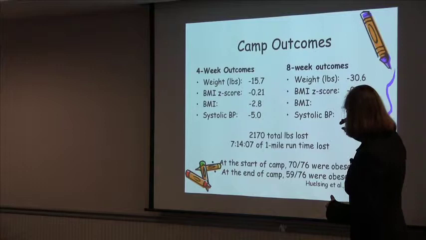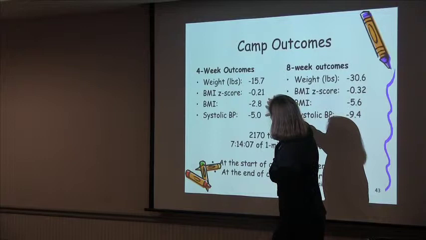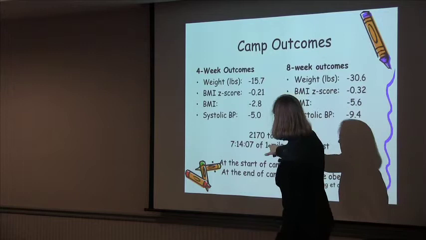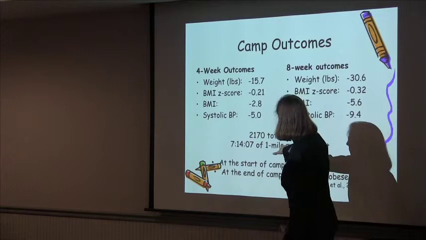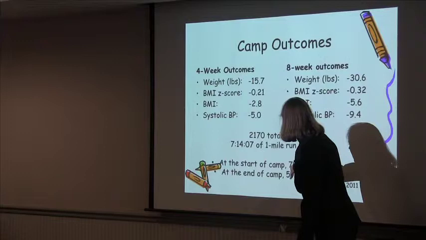This was one of the studies I did with them a few years back when we were looking at the 80-36 virus. The 4-week outcomes at that time: 15.7 pounds weight lost, change in BMI, Z-square BMI, systolic blood pressure. Our 8-week outcomes are probably our less impressive outcomes; oftentimes they're better. So we had 76 campers who collectively lost 2,170 pounds. 1-mile run times were reduced across campers by 7 hours, 14 minutes, and 7 seconds. So that was pretty exciting. 70 of the kids were classified as obese at the beginning of camp, and at the end, 59 were classified.